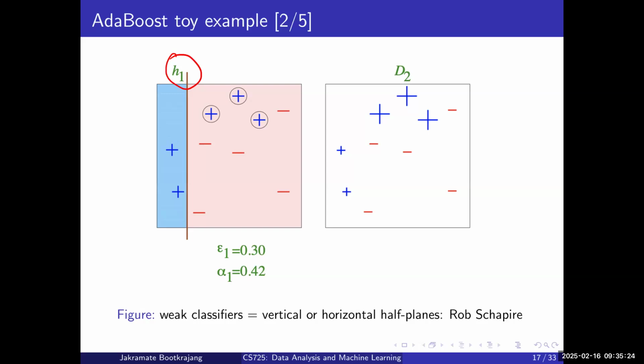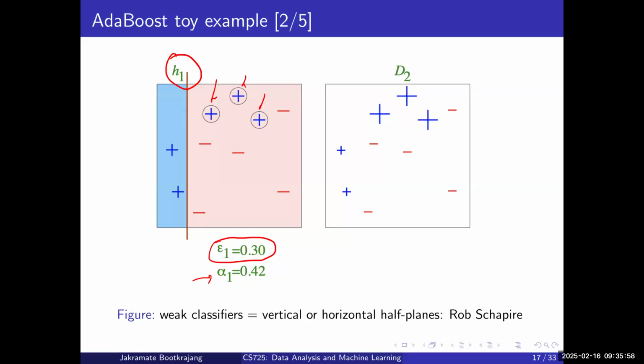So we have 10 data points, right? How many does it get correct? So you get 7 correct and then 3 wrong. The one in the circle is wrong, right? Basically, this one will get an error of 0.3. And then we will assign the alpha to be 0.42 for this classifier. We will look at later why we set the alpha like this.